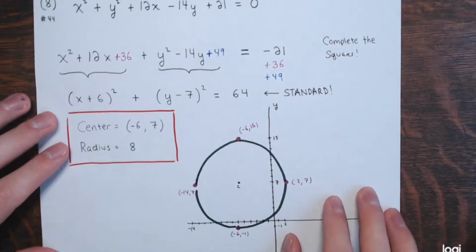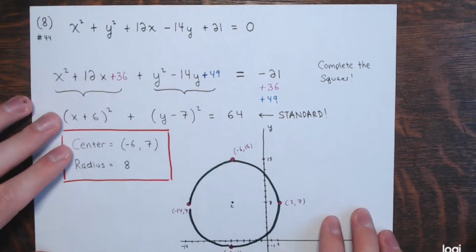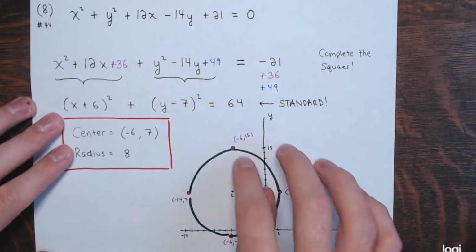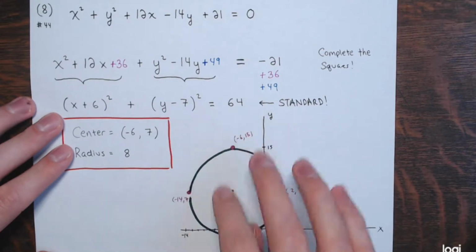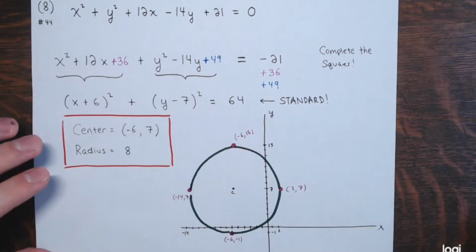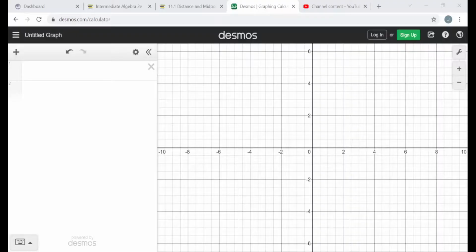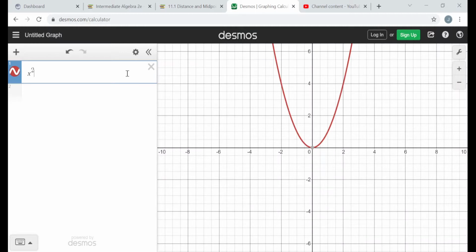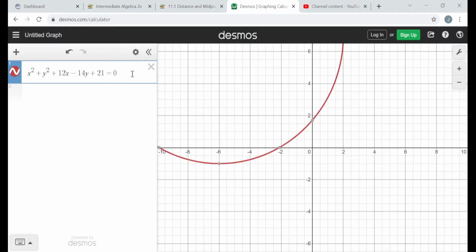Alright, and then I'm going to double check myself. I'm going to put in the equation we were given as is and see if the graph of a circle comes up, and if these 4 points are on it and if the center is the point negative 6, 7 and all that. So the equation we were given was x squared plus y squared plus 12x minus 14y plus 21 equals 0. Look at this circle that popped up.